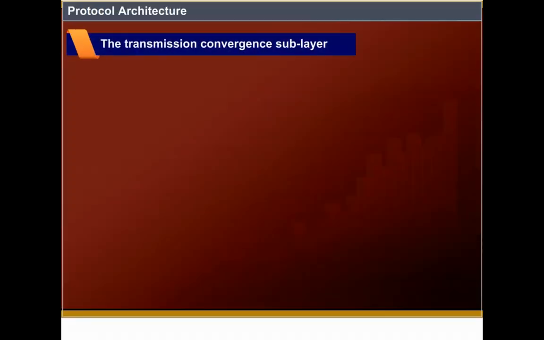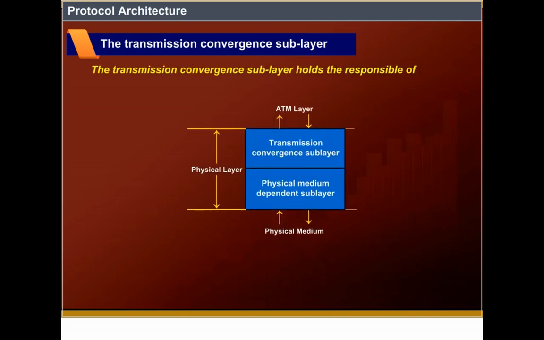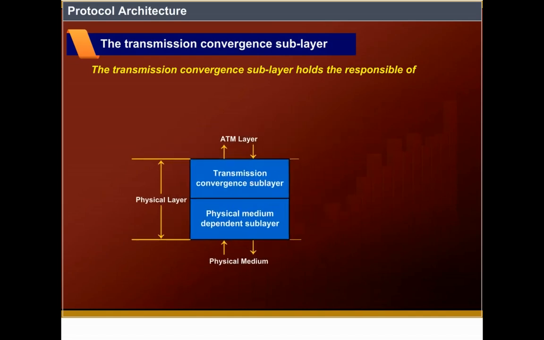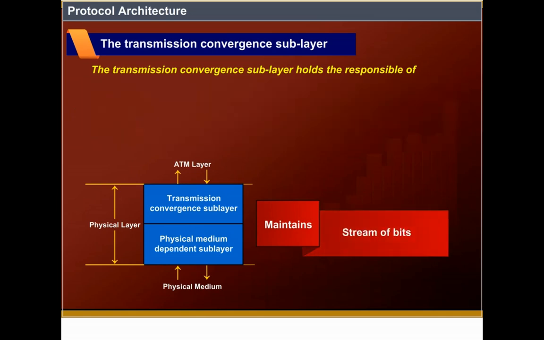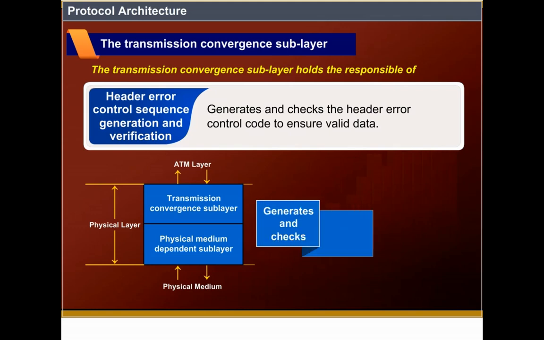The transmission convergence sublayer. The transmission convergence sublayer is responsible for the following. Cell delineation maintains ATM cell boundaries, allowing devices to locate cells within a stream of bits. Header error control sequence generation and verification. Generates and checks the header error control code to ensure valid data.